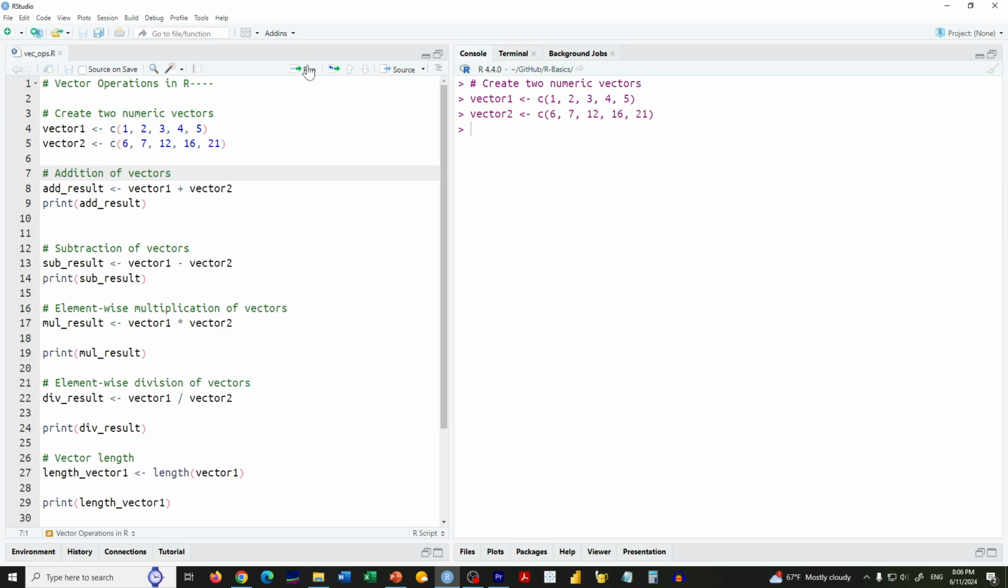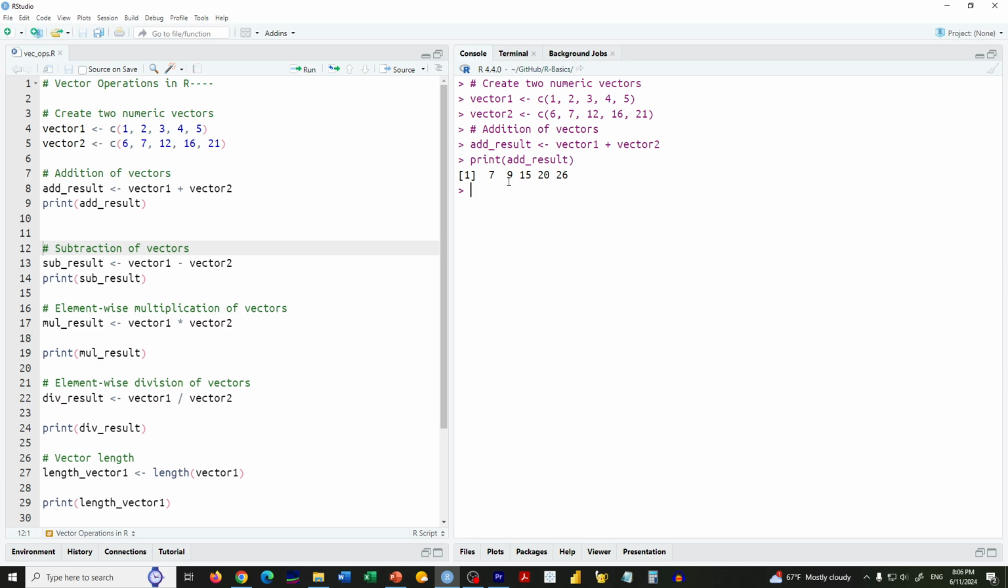So first we start with the addition of vectors. Here we have defined a variable add_result and we add these two vectors. Once we add these two vectors, the results are stored in add_result. And when we print the result, we see that the first element is 7. How do you get this first element?